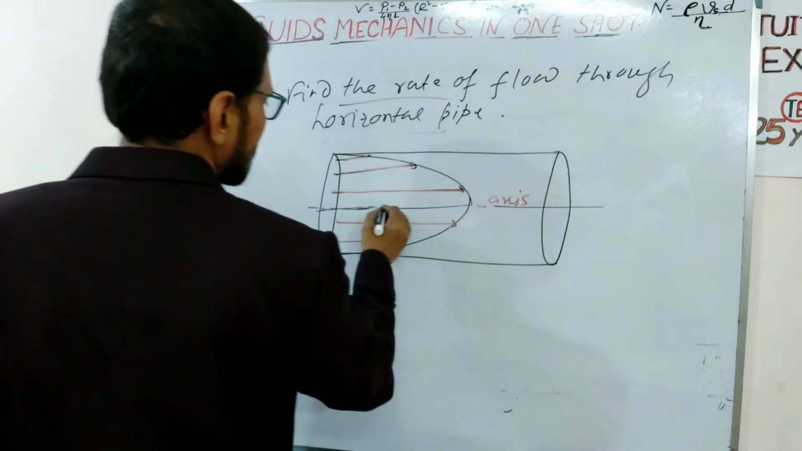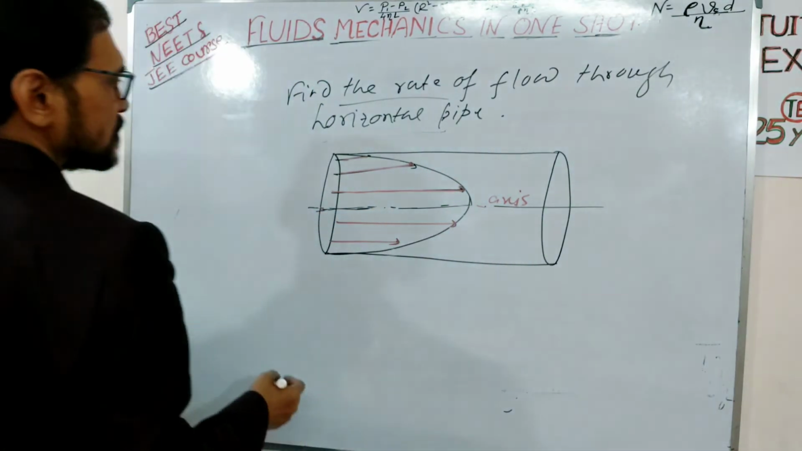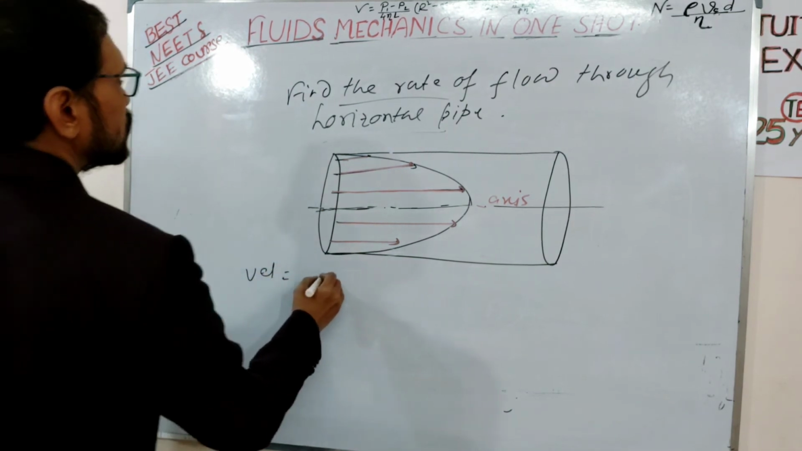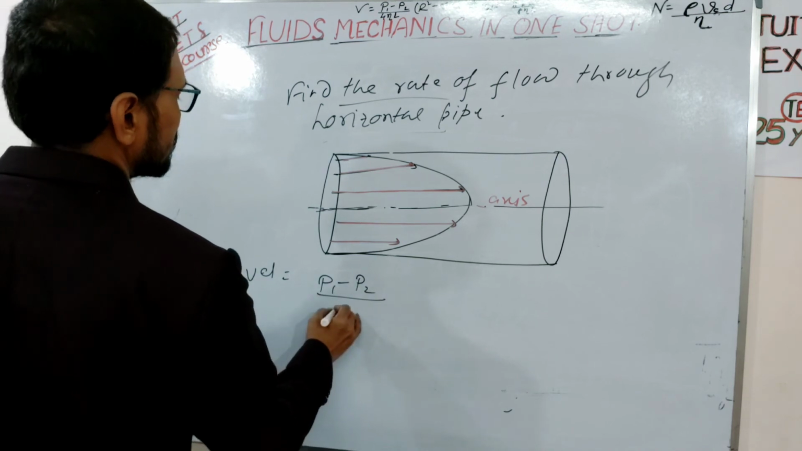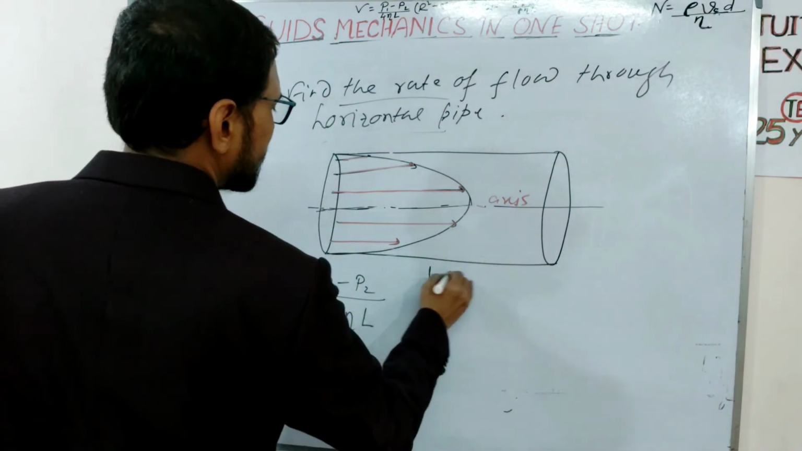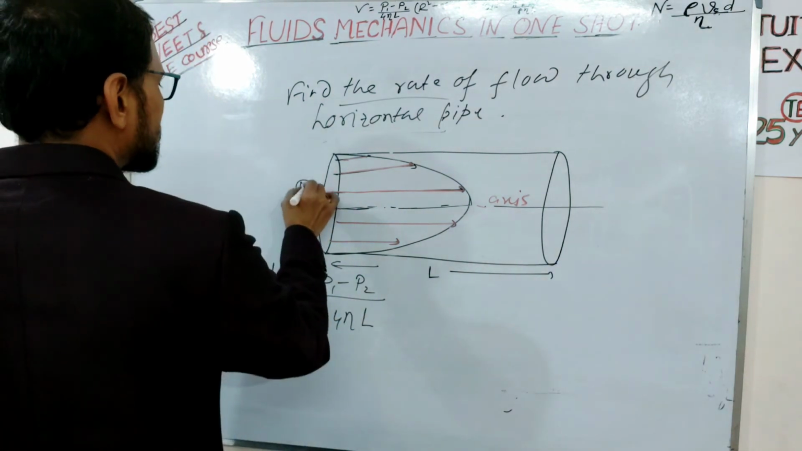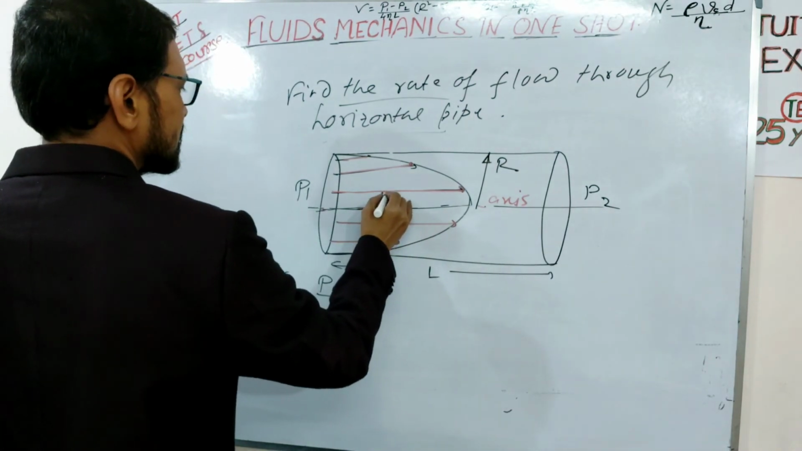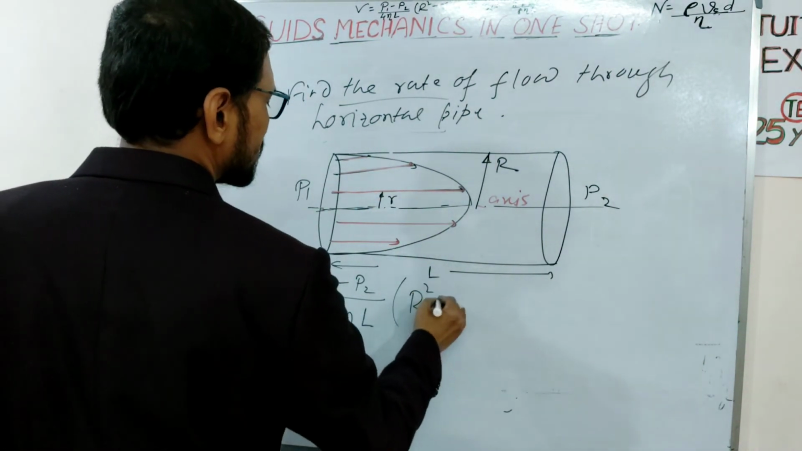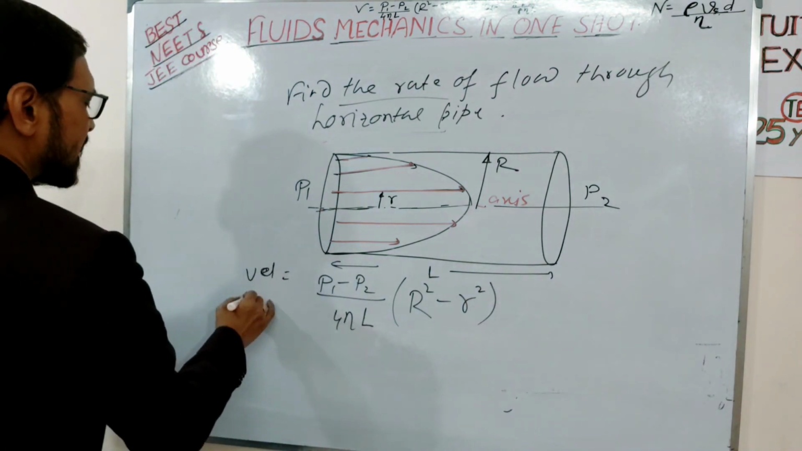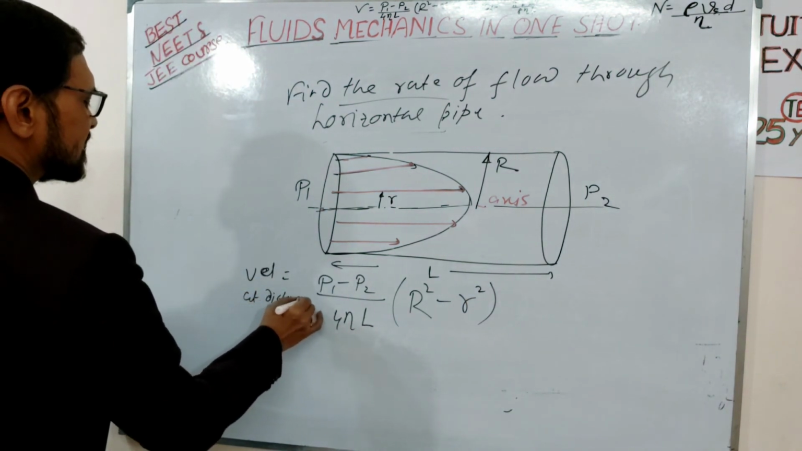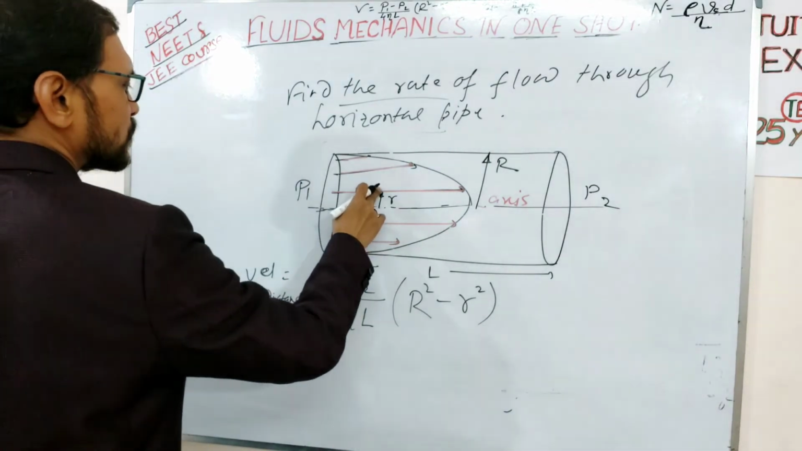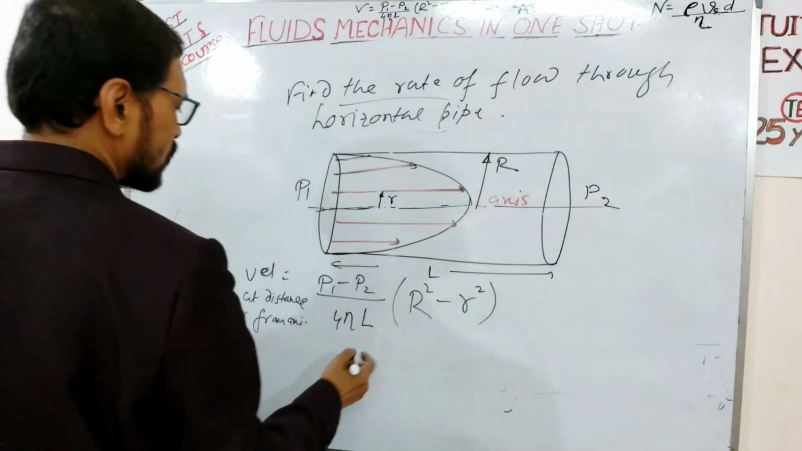So we know how velocity varies from this to this. The formula is velocity equal to P1 minus P2 by 4 eta L, where L is the length of the pipe. Here the pressures are P1 and P2, the radius is R, and small r is variable. So the formula is R square minus small r square. This is the formula of velocity at distance r from the axis. From this axis, at a distance r, the velocity of the liquid is equal to this formula.